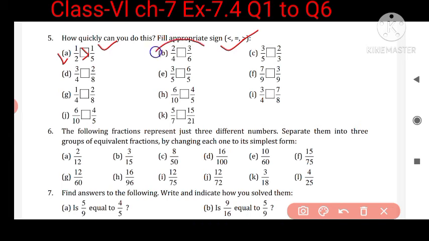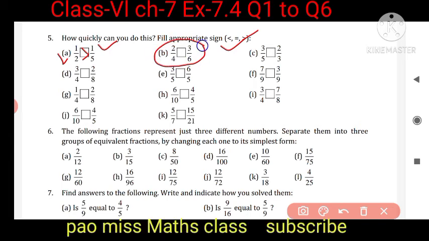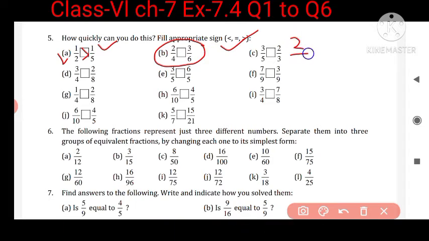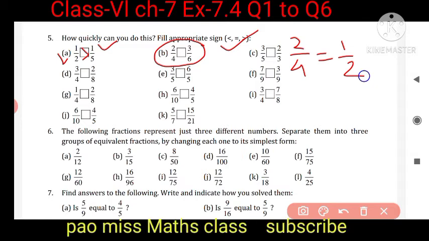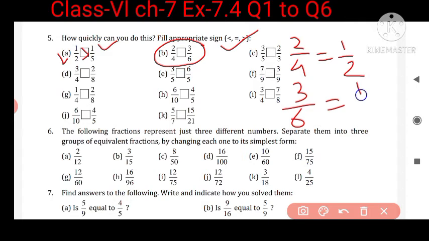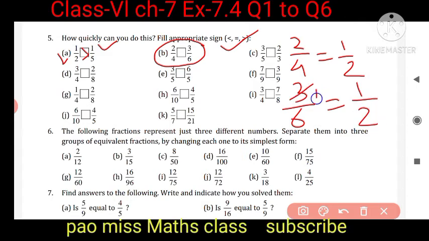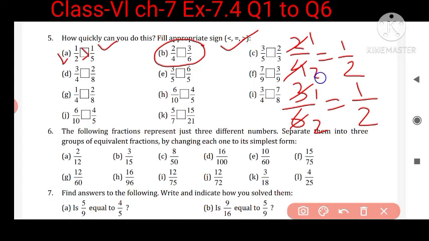Now the second one, you can see here, 2 upon 4 and 3 upon 6. Now 2 upon 4 can be converted into 1 upon 2, isn't it? In the same way, 3 upon 6 can be converted to 1 upon 2, because 3 1s are 3 and 3 2s are 6. Here also 2 1s are 2, 2 2s are 4. It means they are equal. So they are equal fractions.